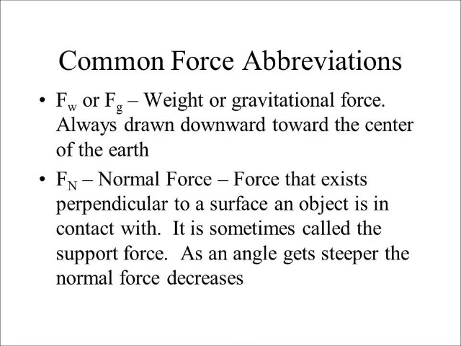Force abbreviations we'll commonly use: FW or FG. I'll use FG more often, but it's the same thing. Weight or gravitational force are the same thing. So when we talk about an object's weight, or we talk about the force of gravity on an object, those are the same thing, and they're always directed downward toward the center of the earth. The normal force is that push in the other direction. So if I have an object sitting on a table, the earth or gravity is pulling that object down. And why doesn't it move down? Well, it does not move down because the table is pushing back up, and those two forces cancel each other so that the object does not accelerate. And the upward force from the table would be what we call the normal force.